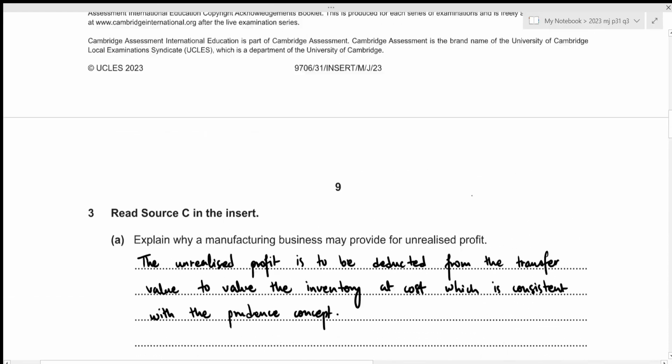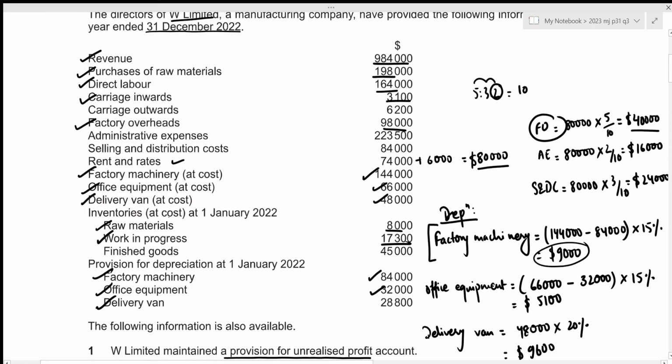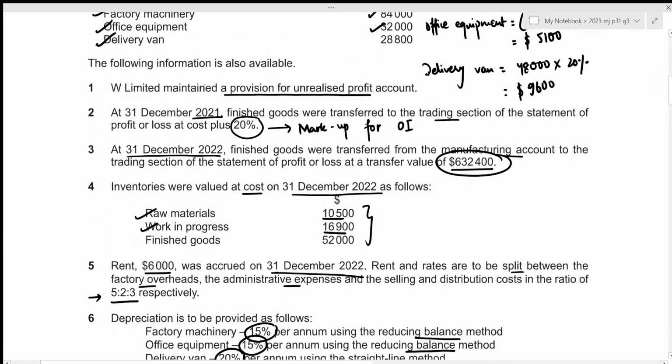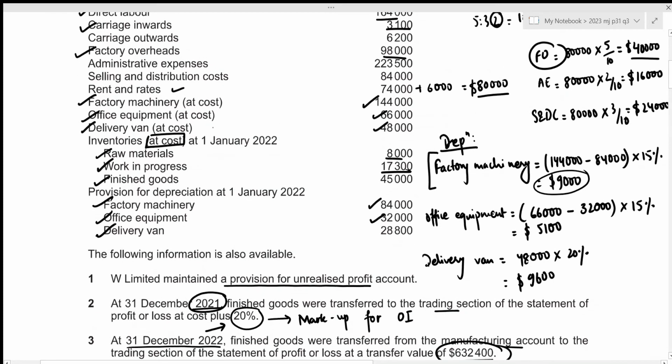Now for opening inventory, let's have a look above. So we're given finished goods inventory right here, but remember that this is at cost. And like I said before, we need to include the inventory with a markup. We're also given information regarding 31st December 2021, where the markup was 20%. So in order to figure out the value that we need to include in our statement of profit or loss, we just need to increase this value of 45,000 by 20%, because that 20% will refer to the profit.